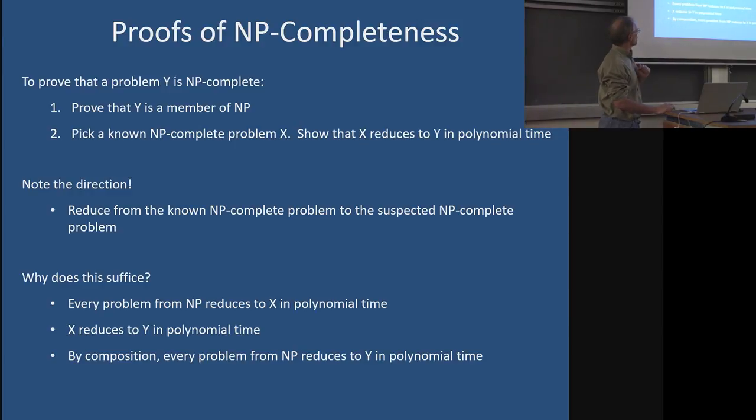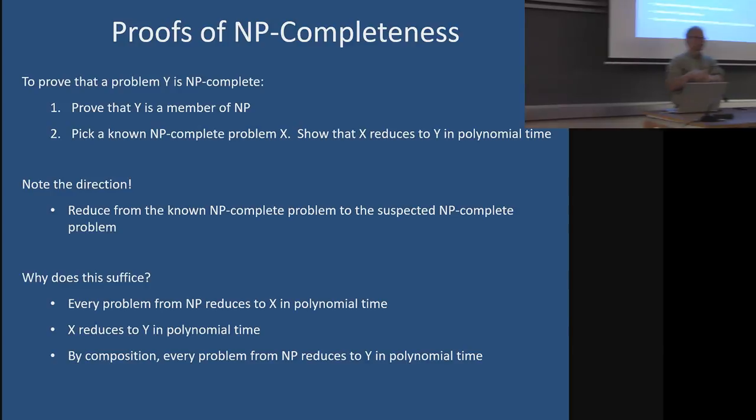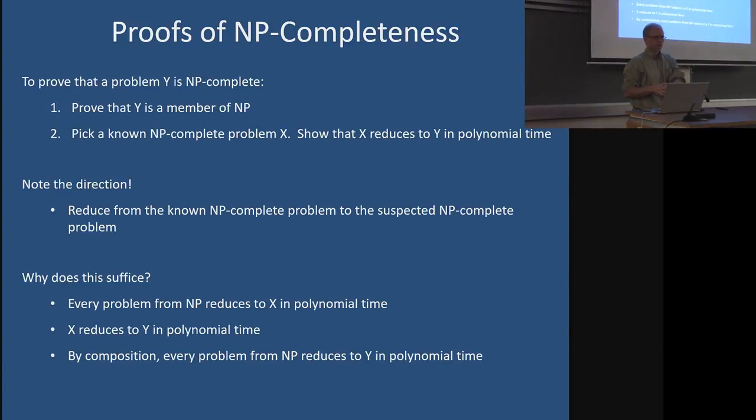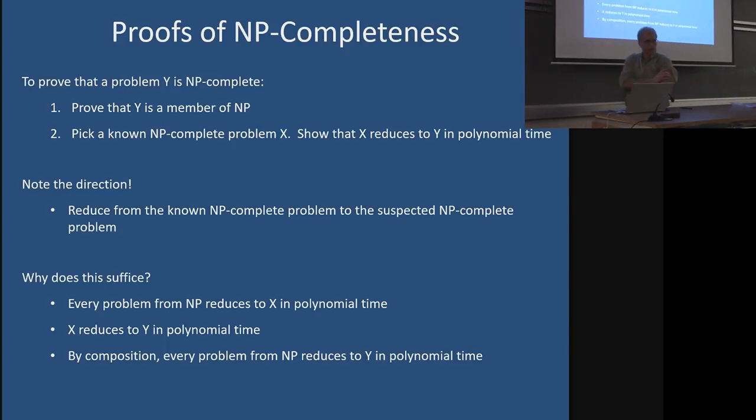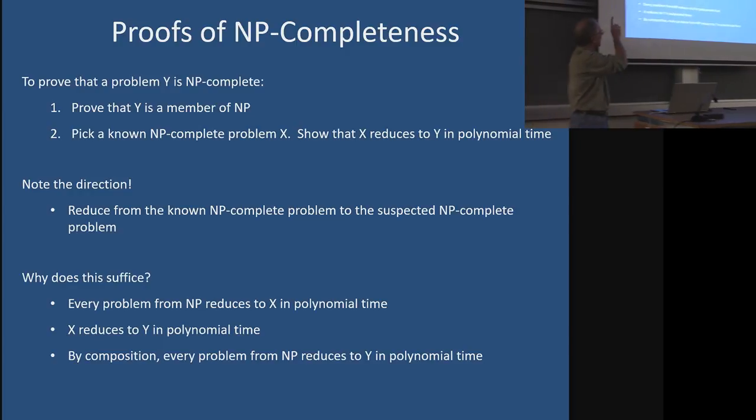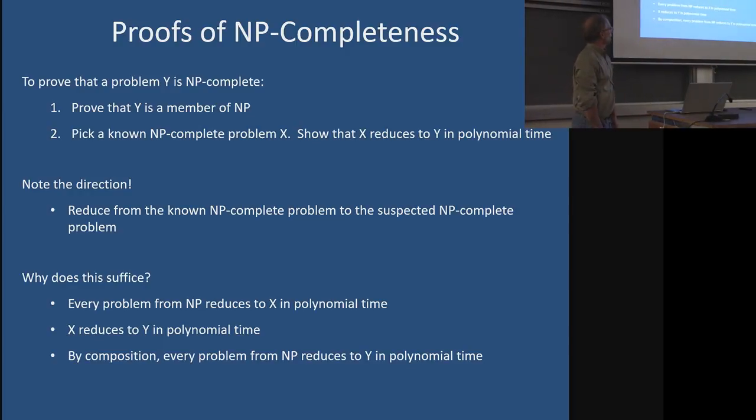And the reason that works is, what you really have to show in step 2 is that every problem from NP reduces to Y. That's a tall order, to prove an infinite number of problems reduce to Y. So instead, we take the shortcut. We just show that X, which is known to be NP-complete, reduces to Y. And the reason that works is every problem from NP reduces to X in polynomial time.